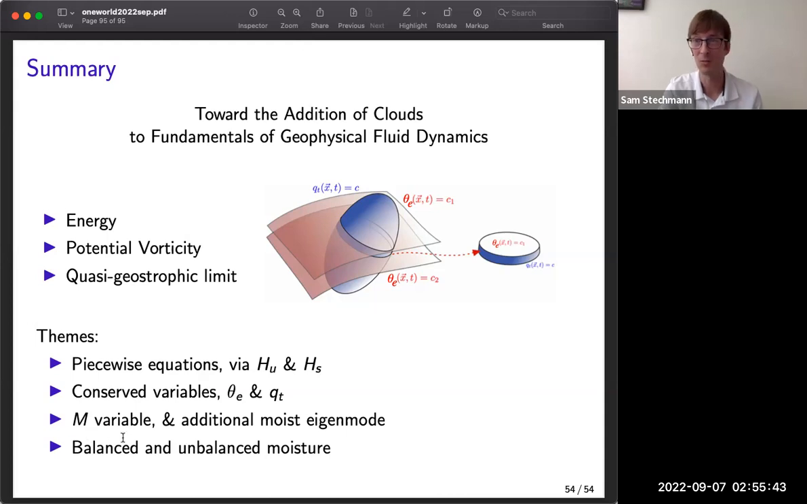And this M variable, which keeps coming up in many parts of this, is related to an additional moist eigenmode in the system. And then finally, this idea that moisture has both balanced and unbalanced components. I feel like that's one of the most interesting new pieces that came up through all this.